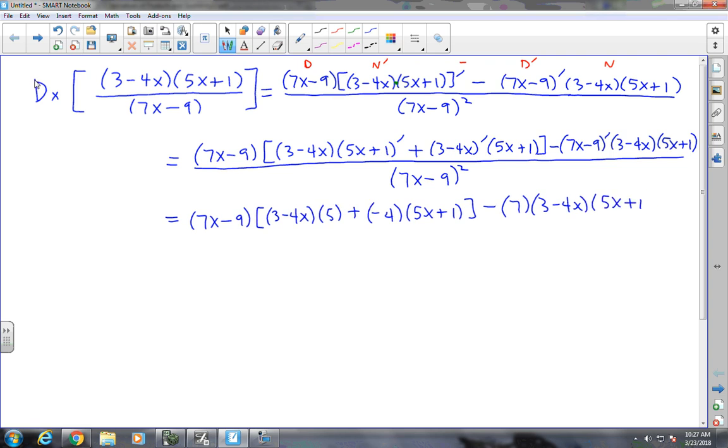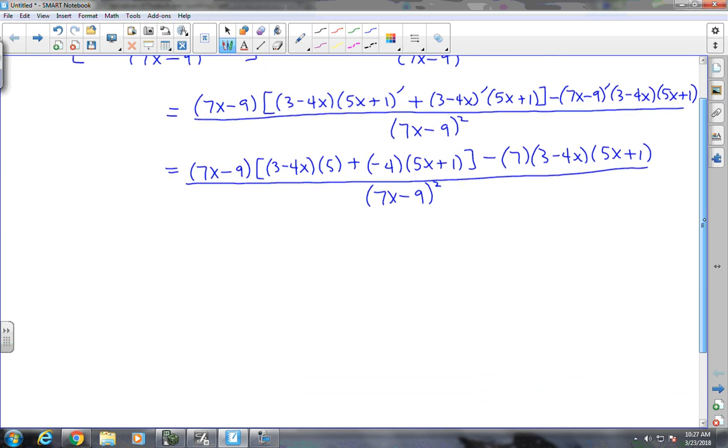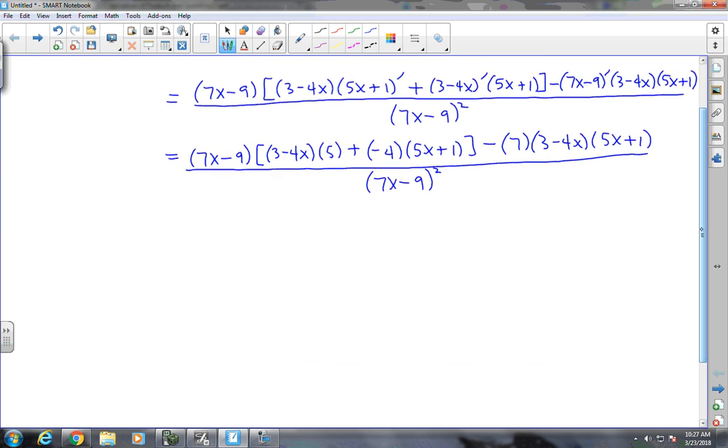Now the good news is, at this point, you are done with the calculus. You have found all of the appropriate derivatives. But we still have to simplify it. So we have to do quite a bit of algebra to simplify this expression. So I'm going to begin simplifying by working on this element inside brackets.